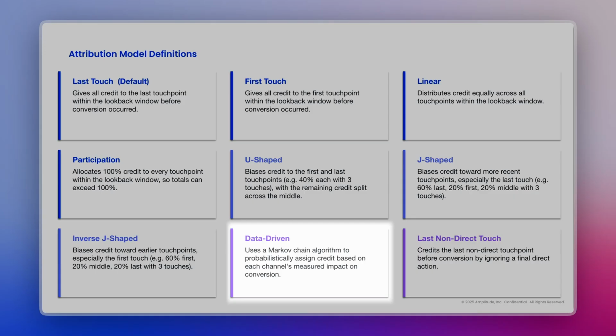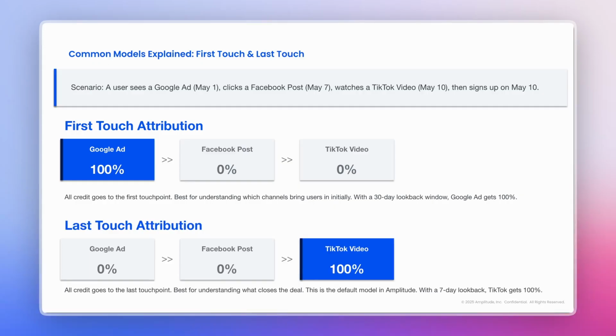Data-driven is going to use a Markov chain algorithm to probabilistically assign credit based on each channel's measured impact on the conversion. And finally, last non-direct touch is going to credit the last non-direct touch point before the conversion by ignoring a final direct action. So let's look at a couple of examples of these.